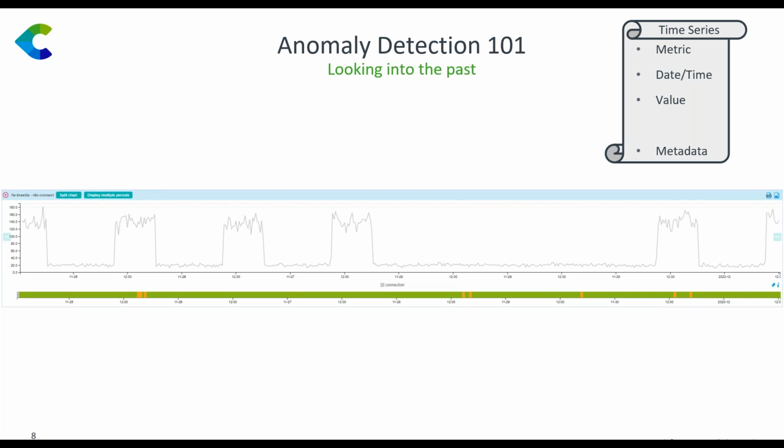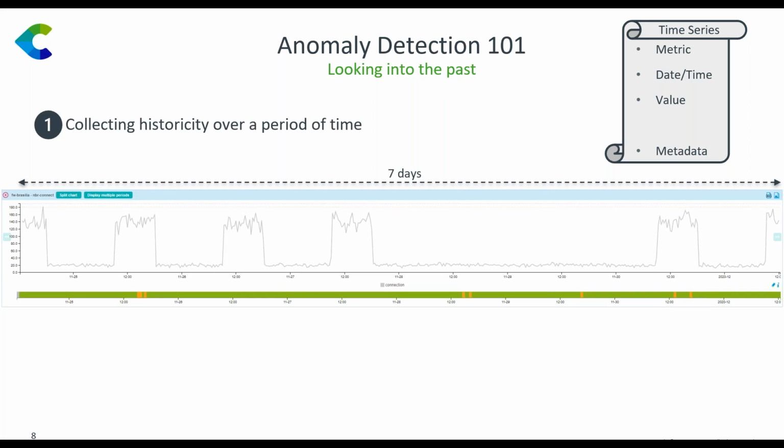So the first thing we do when performing an anomaly detection is collect the historicity over a period of time. For our example here, I grabbed 7 days, and I'm going to use these 7 days on the same metric to build our first anomaly detection as an example. So first step, we collect some history, and in this example, we have 7 days.